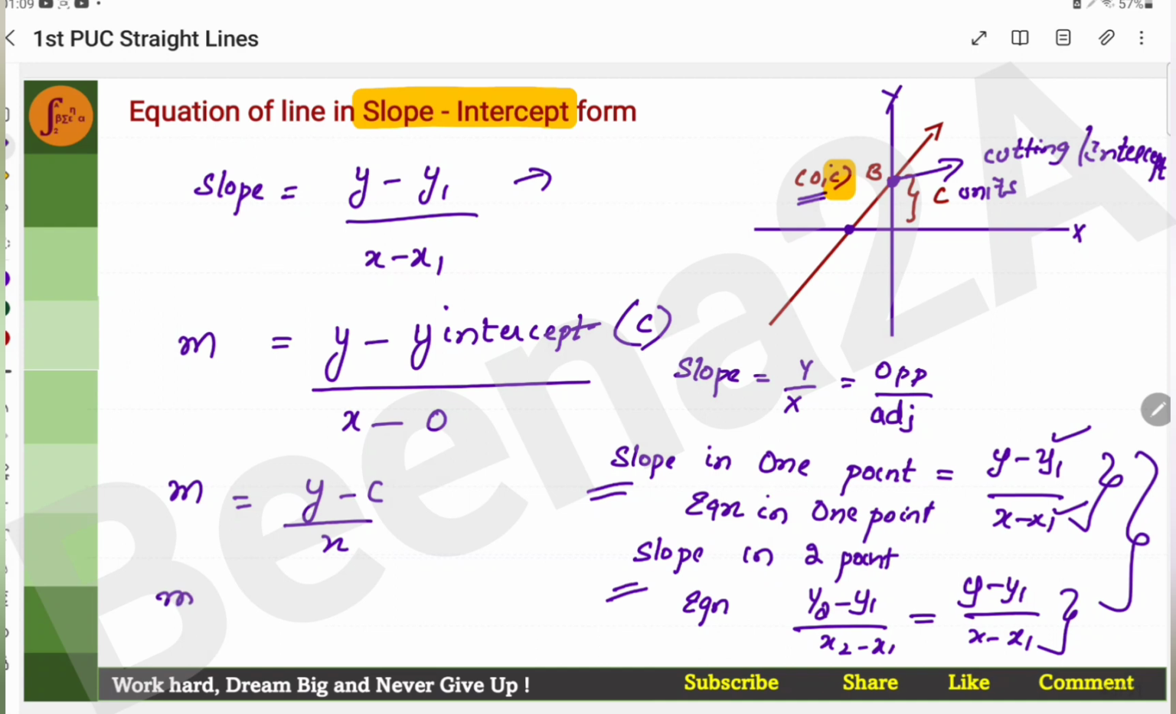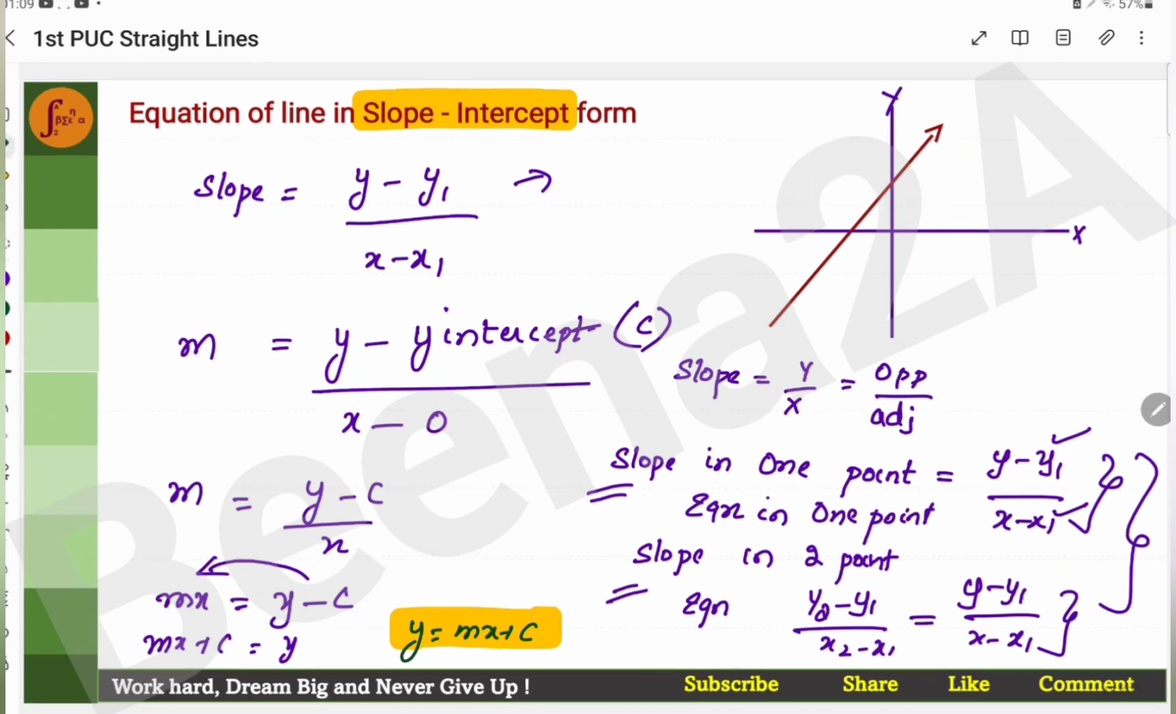This is nothing but mx is equal to y minus c, or I can shift c this side, so it will be mx plus c is equal to y. Nothing but, let me rearrange, y is equal to mx plus c. This is the equation when you have y-intercept.